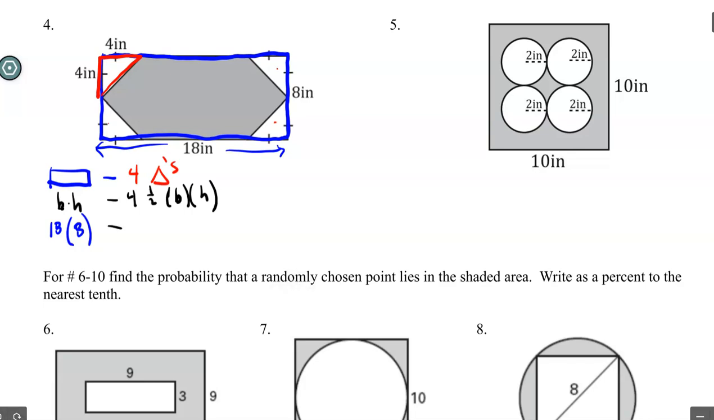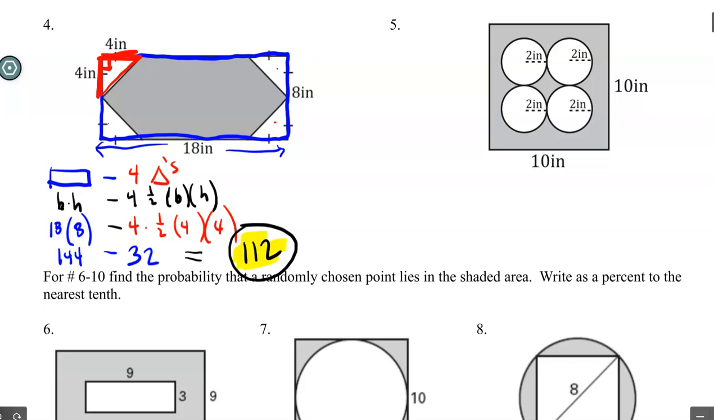And then take away each triangle. There are 4 of them, times 1/2 times the base of the triangle, which is 4, and the height of the triangle is 4, because remember, the base and height meet at 90 degrees there. So now I just have to crunch all this in. 18 times 8 is 144. Subtract: 4 times 4 is 16, times 4 is 64. Chop that in half, which means you're going to take away 32 for the triangles. So the final answer is 144 minus 32, which is 112. That will be the final answer for number 4.